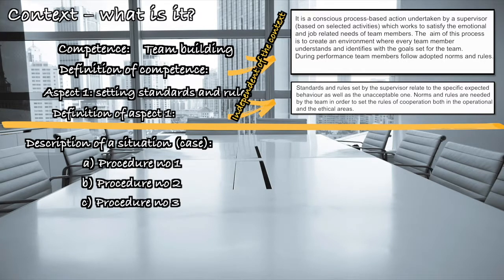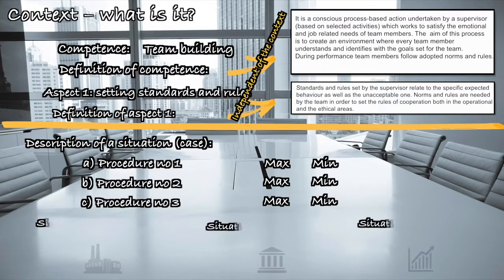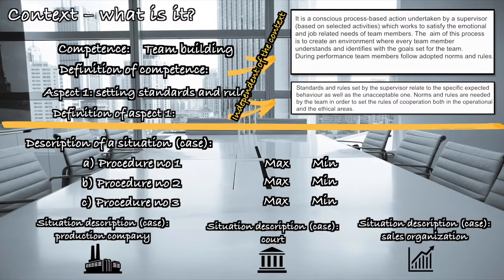Each of these descriptions is provided with three possible reactions. The respondents are supposed to choose the behavior which is most typical of them, responses closest to them, maximum, and responses least familiar to them, minimum. Descriptions of situations may vary depending on the context. In production companies, interactions between employees are different from those in sales organizations or legal courts. Let's see how it works in specific examples.